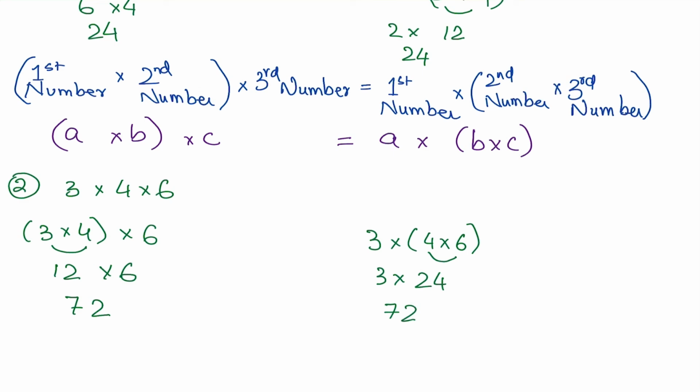Here we can see that these are equal. Again, the associative law has been proved correct. That is, the grouping of numbers is not important. Okay?